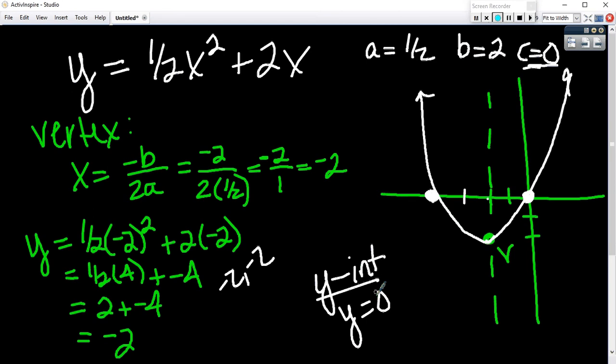I want to do one with you, though, where you can't use the y-intercept. Was that easier than when we initially went over it? Didn't take as long? Okay.